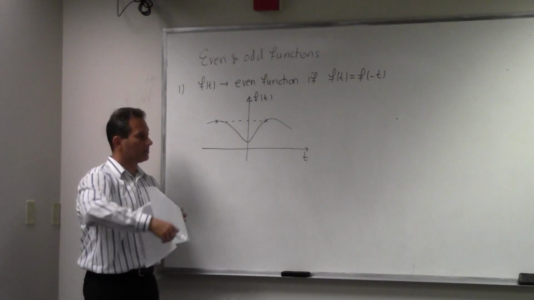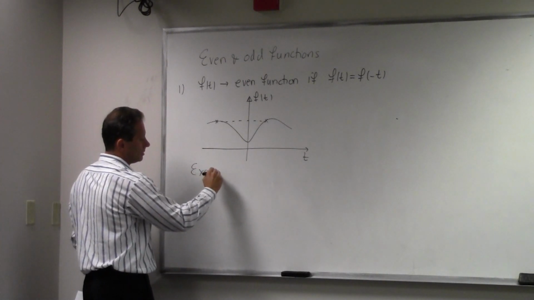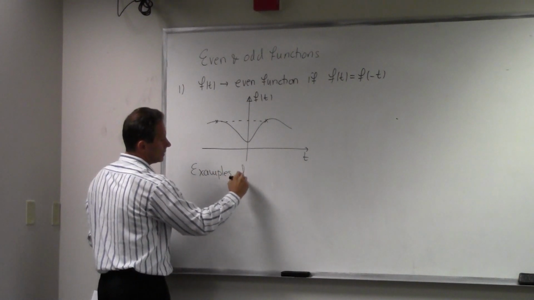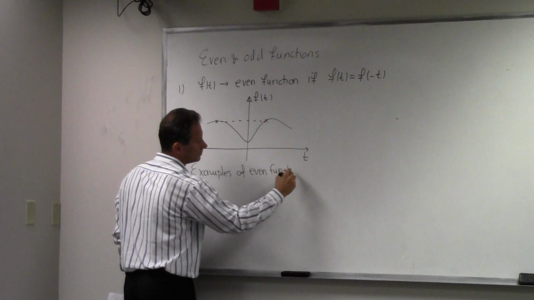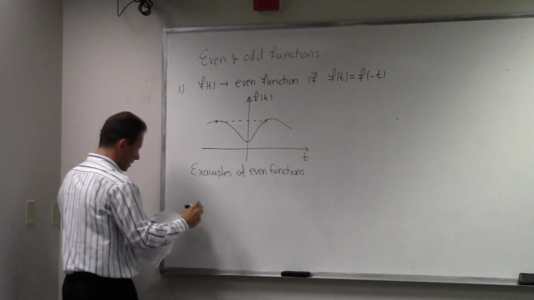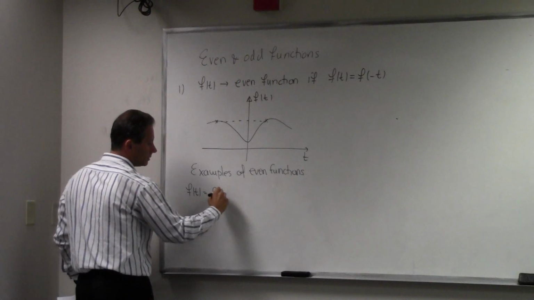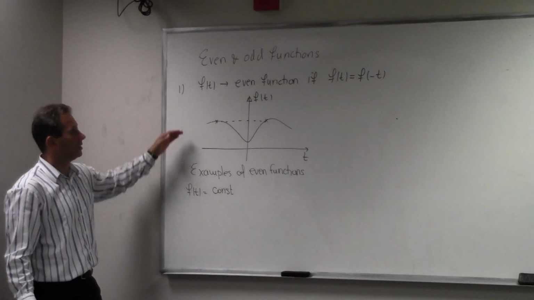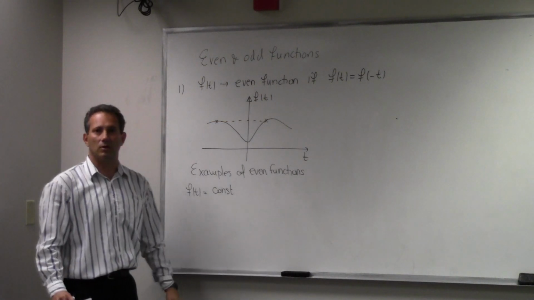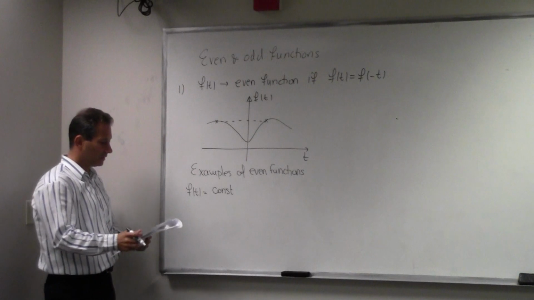Now, there are some examples, so let me give you examples of even functions. Let's say f of t is equal to a constant. That's an even function. Across the entire axis, it has the same value. So that's a trivial even function.